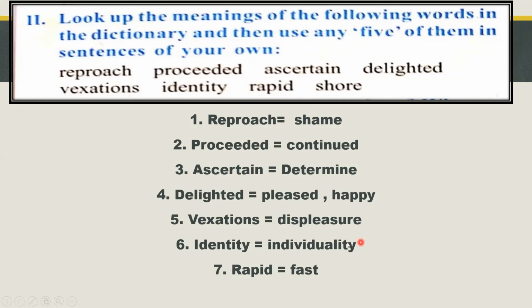Number 7 is rapid, means fast, quick. And the last, number 8, shore, means coast, beach, bank of the sea. So, dear students, the words' meanings are here. Now you have to use them in sentences, like reproach, proceed, ascertain, like this.